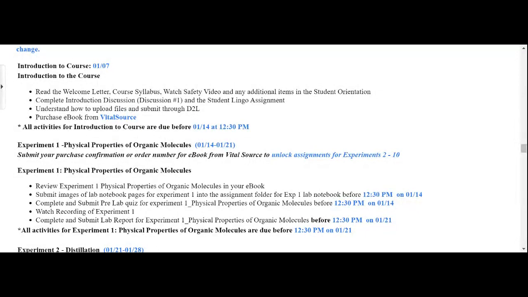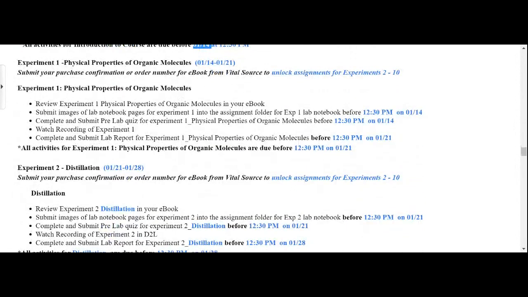Everything for week 1 is due on the 14th. Experiment 1. You have 3 types of assignments. One is the lab notebook, which says submit images of the lab notebook pages for experiment 1 into the assignment folder.